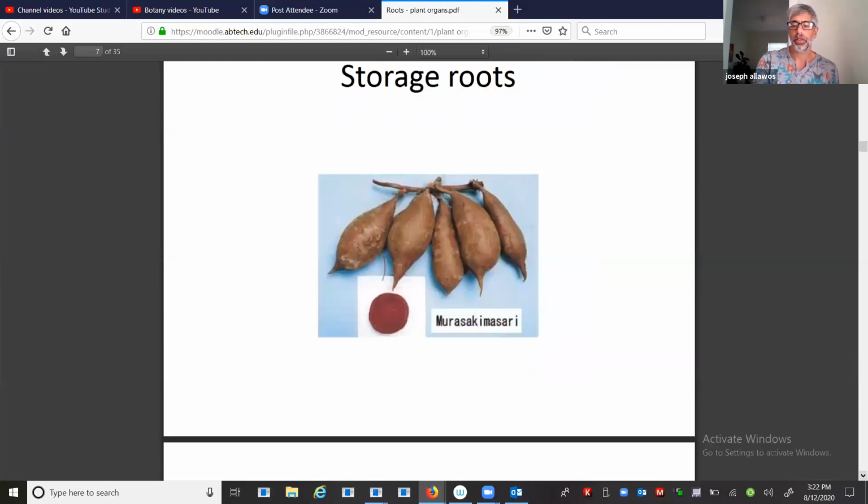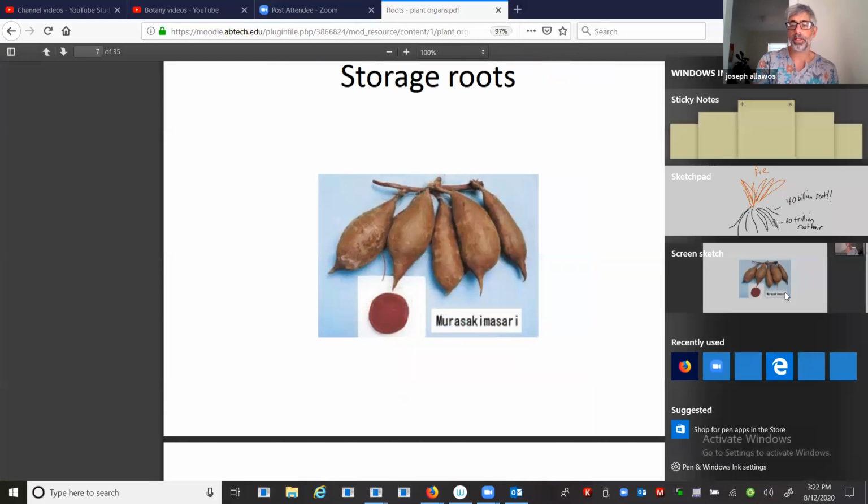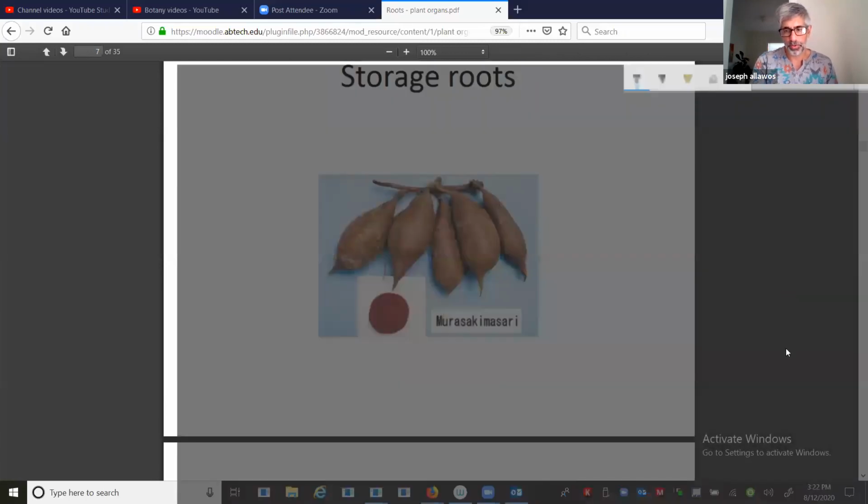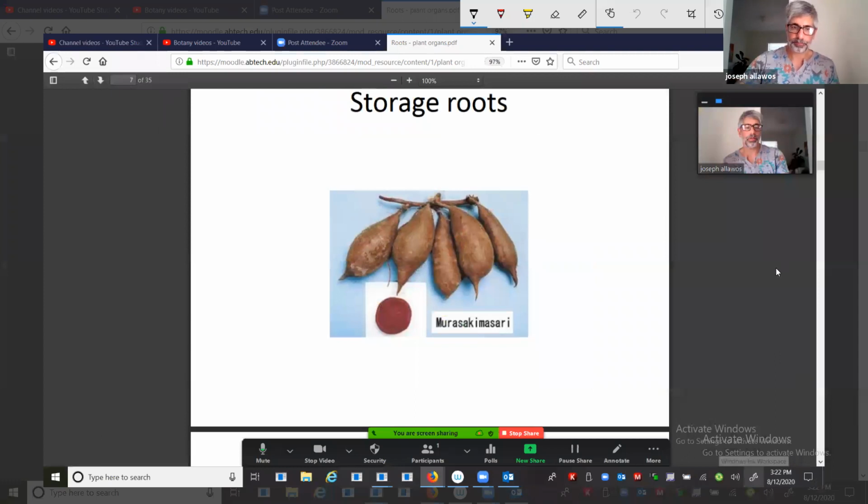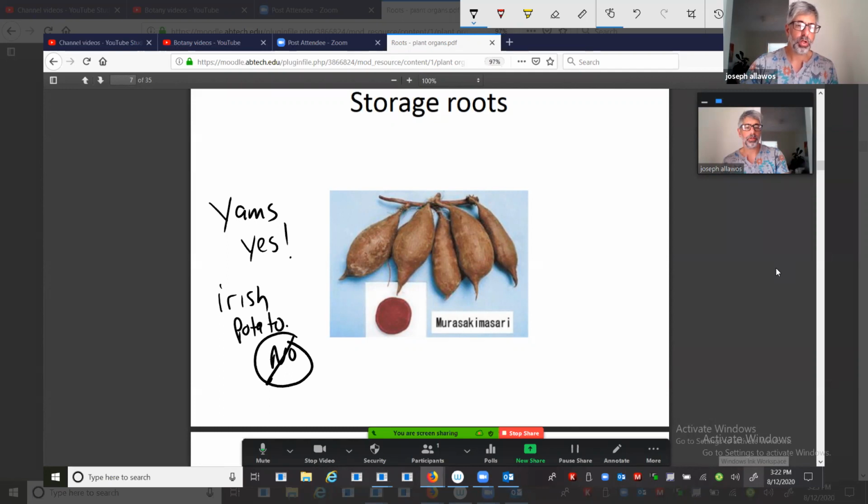Okay. Storage roots are obviously very important. It is important to note that yams and sweet potatoes are, in fact, good examples of storage roots, but what about an Irish potato? Is that a root? No. Irish potatoes are actually stems, not roots, okay? But yams, in fact, are roots. What are some other ones? Beets? Carrots, lots of other ones, right? Turnips, these are all storage roots. Think of other stuff.